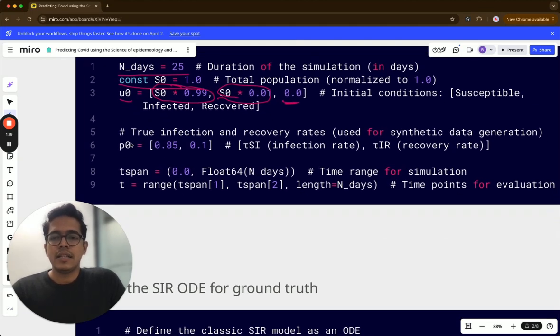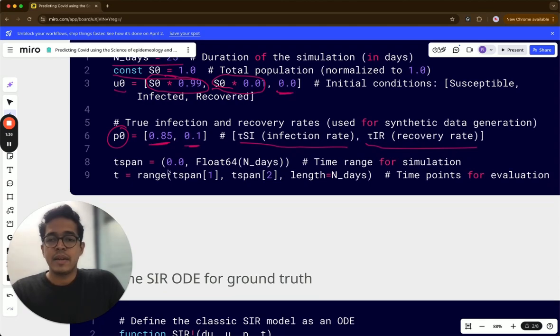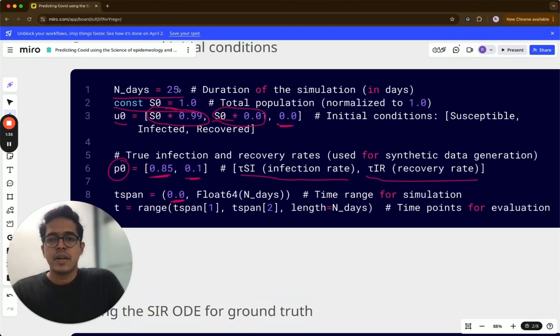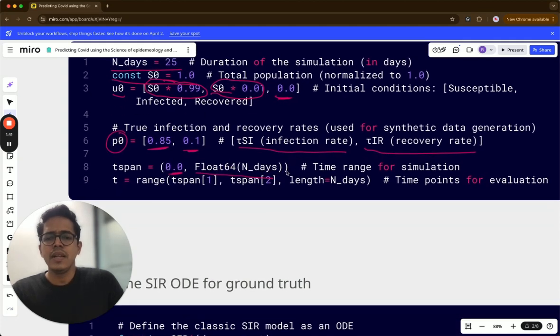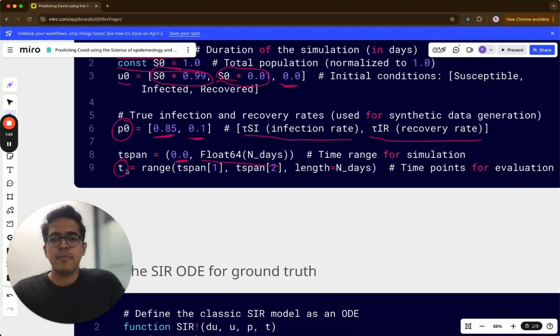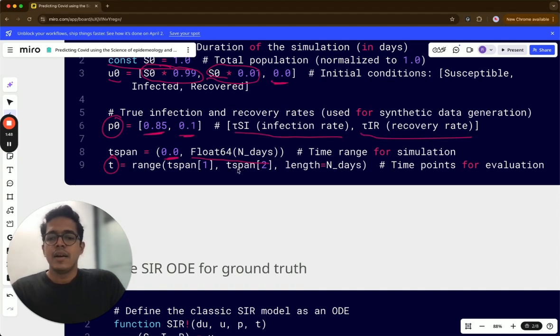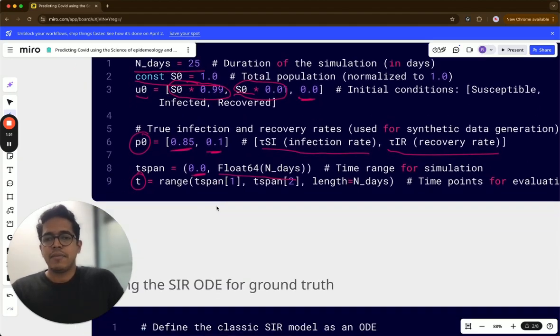Then here in this P0 parameter, we are defining the ground truth values of tau SI, the susceptible to infected interaction parameter, and tau IR, the infected to recovered interaction parameter. So tau SI is 0.85 and tau IR is 0.1. And we are defining the time span to be from 0.0 to 25.0. That is this. And we are creating a time variable, which is a set of numbers ranging from 0 to 25. So this part is fairly easy.